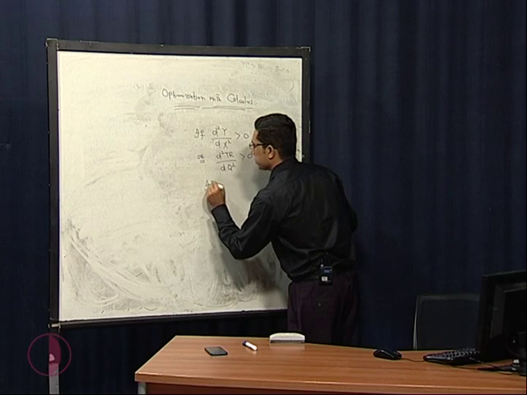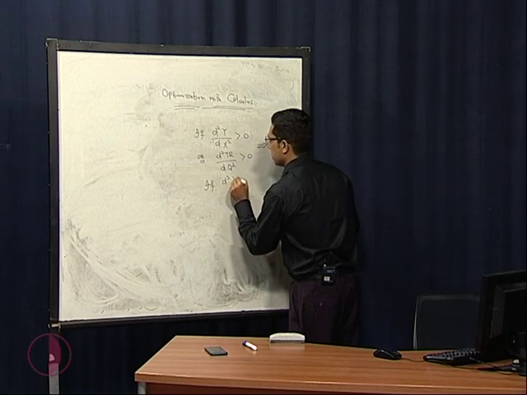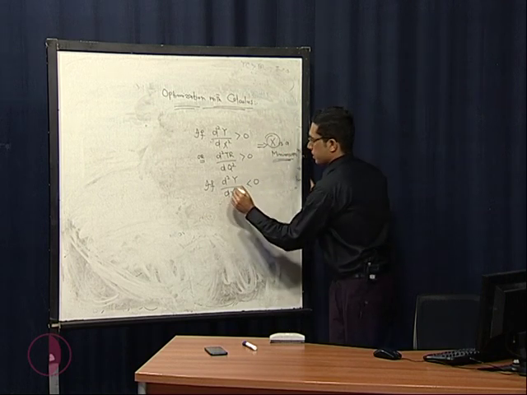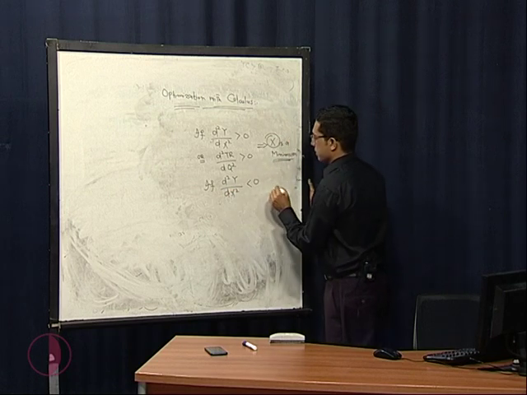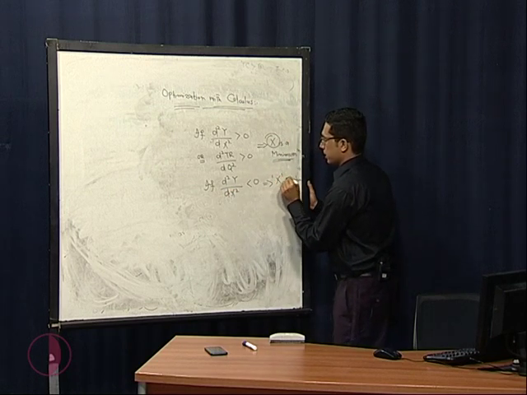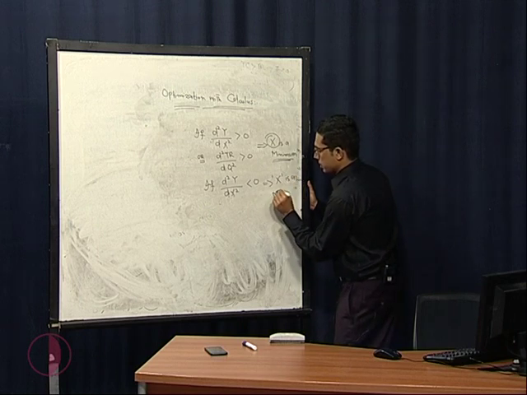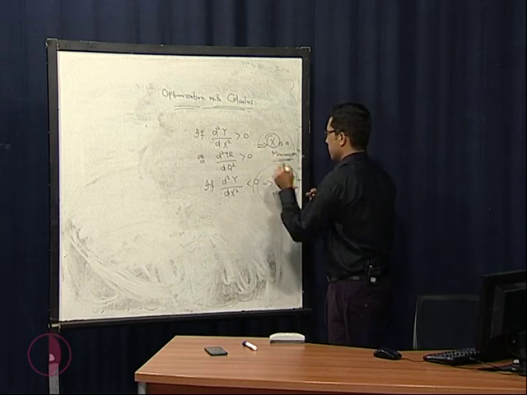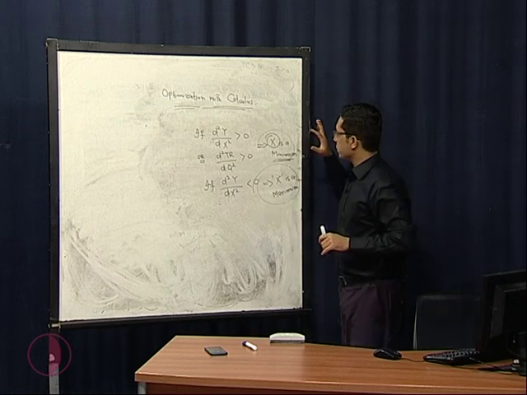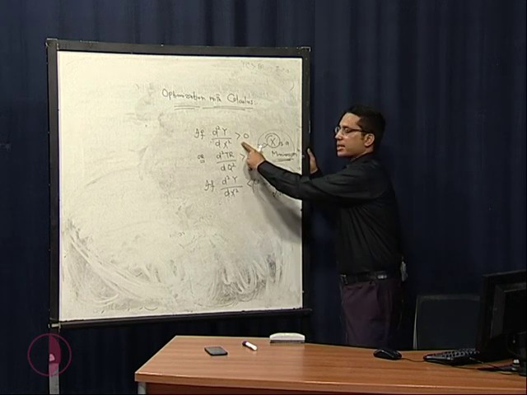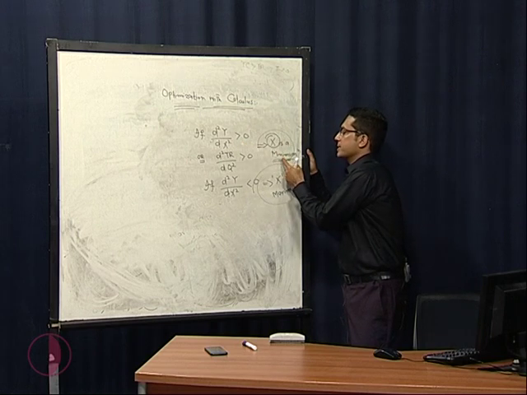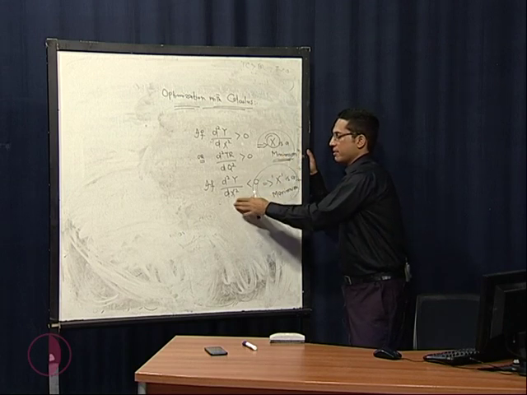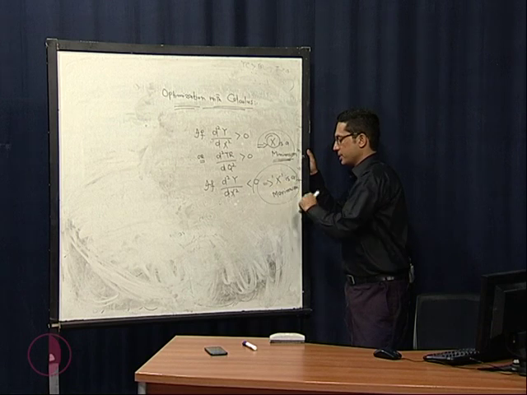But if d square y due to dx square, the opposite case, is less than 0, it means that x is a maximum. So the problem is solved now. If the second derivative of a function is greater than 0, it signifies that x is a minimum point. If the second derivative is less than 0, it means x is a maximum.